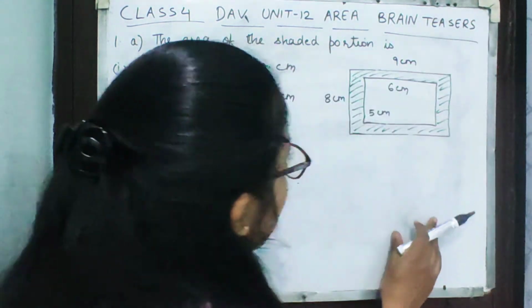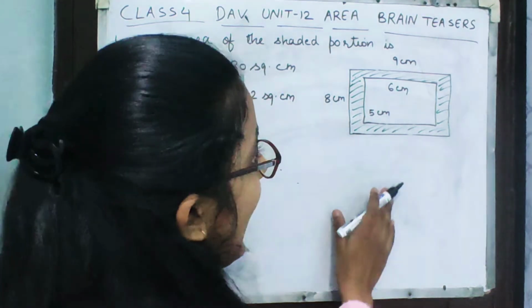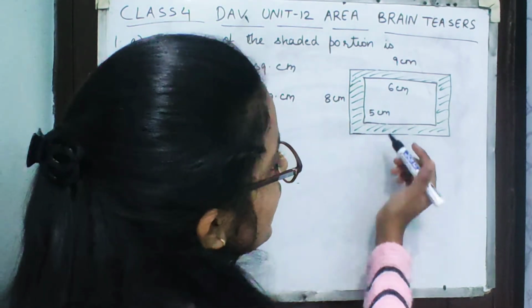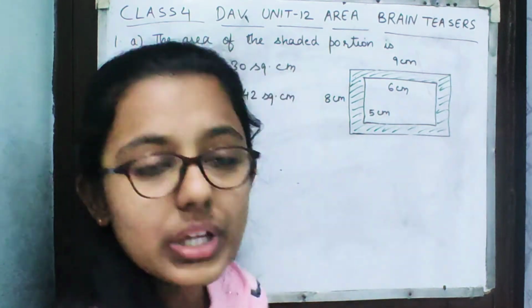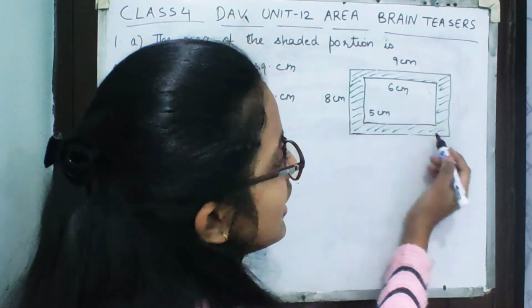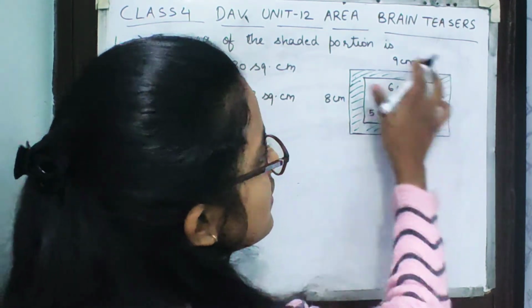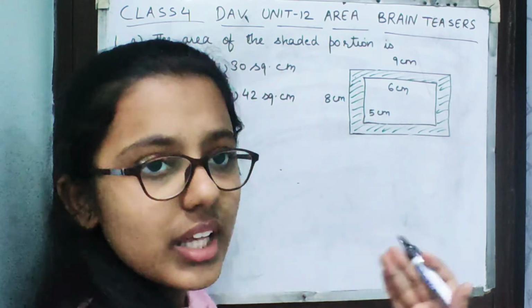So we have been given a figure here, and they are asking us to find the area only of this shaded part. This shaded part is yellow color in your book, and I have made the green line so that you can understand which part is shaded. So this is the shaded part and we have to find the area of this.